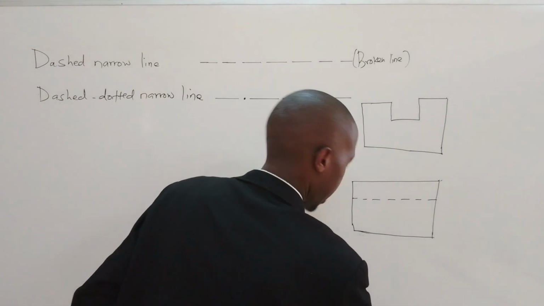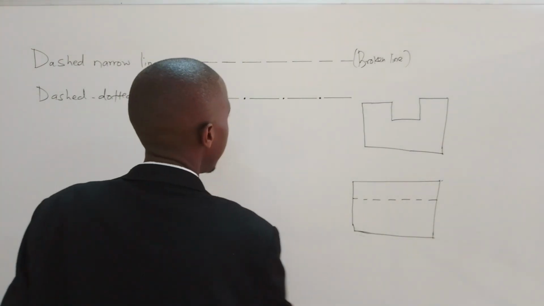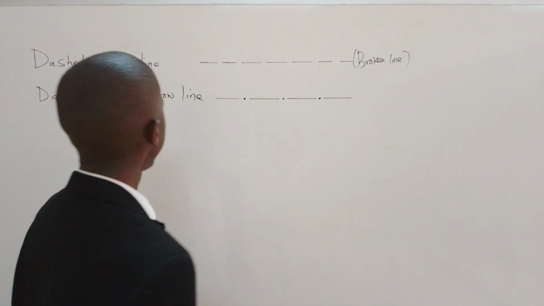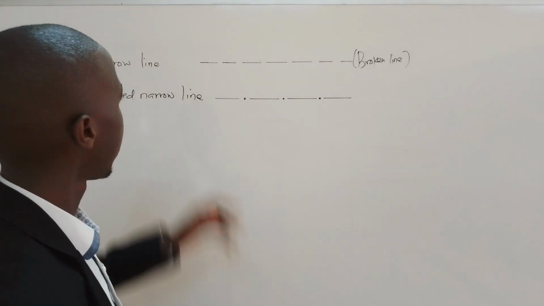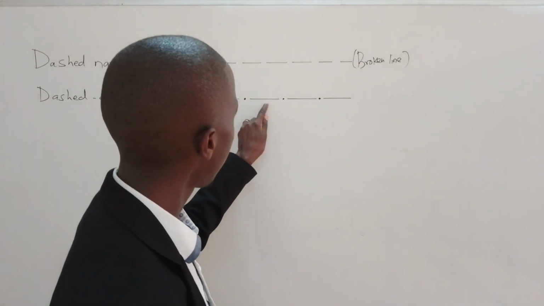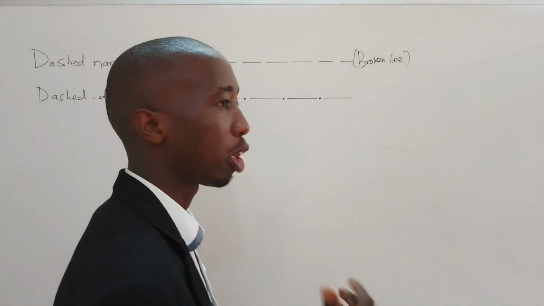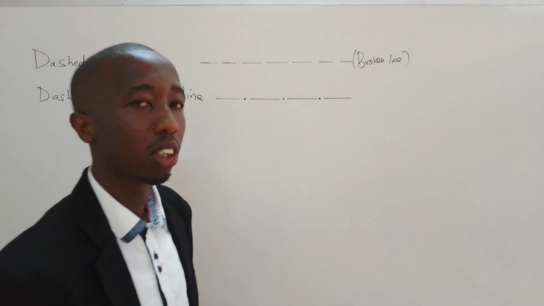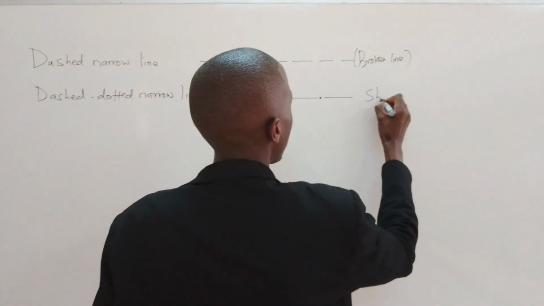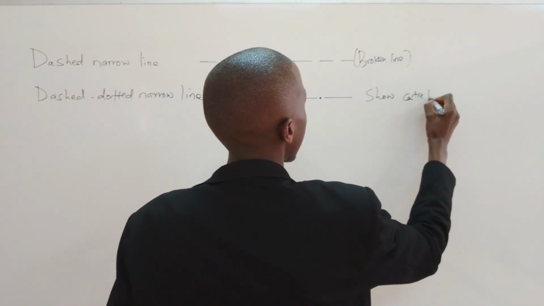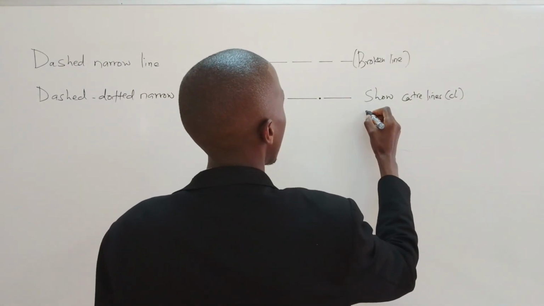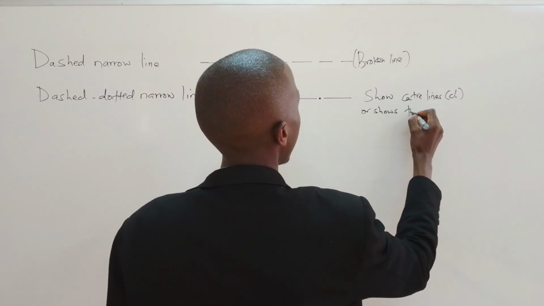Let us move on to the second line. Now this line is the dashed dotted narrow line. This line is a dash, it has a dot, then a dash, a dot, and it continues like that, depending on the size of the line you want to draw. Now the purpose of this line is to show center lines. So this one will show us center lines, that is CL, and also shows the line of symmetry.